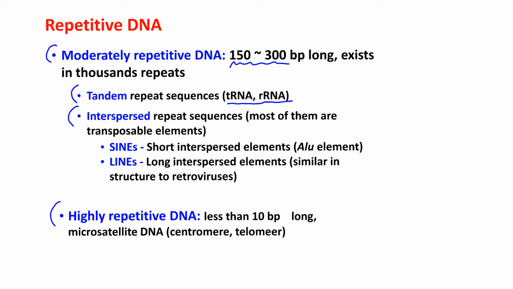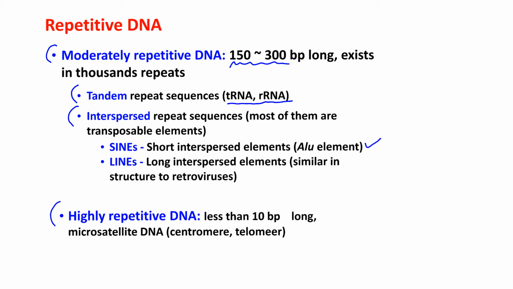Contrary to tandem repeats, interspersed repeats are interspersed throughout the whole genome. They can be either short or long interspersed elements, the SINEs or LINEs. The example of a SINE is the Alu element. The Alu sequence is very interesting because it is kind of exceptional. It is present more than 1 million times and comprises approximately 11% of the human genome. Also, it has no obvious cellular function. Alu is actually a transposon which has been inactivated throughout evolution.